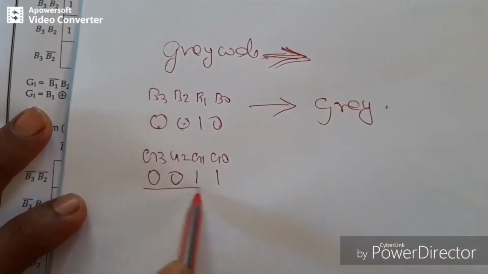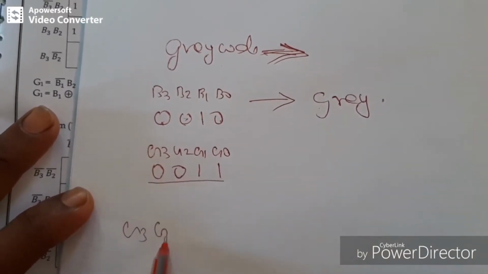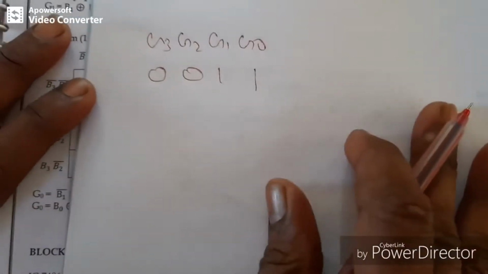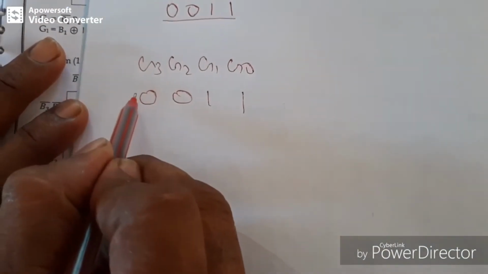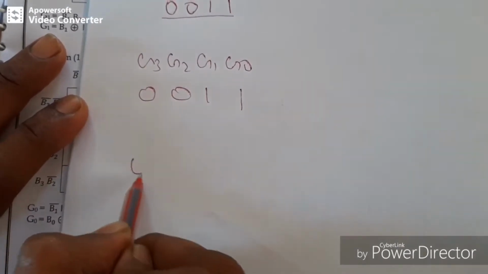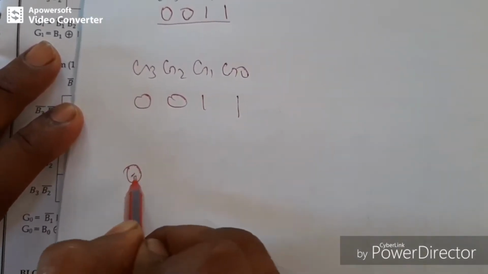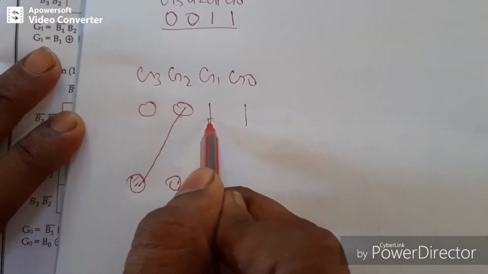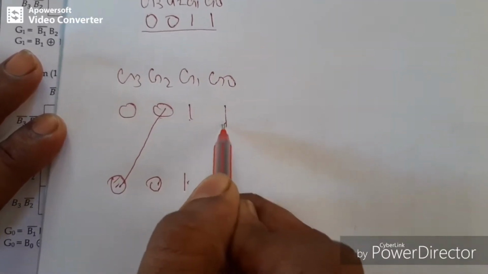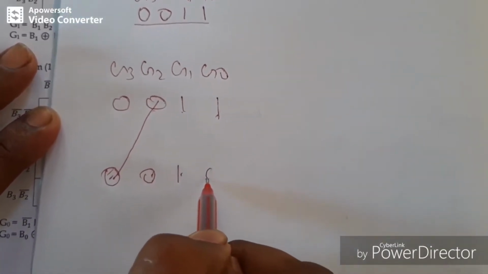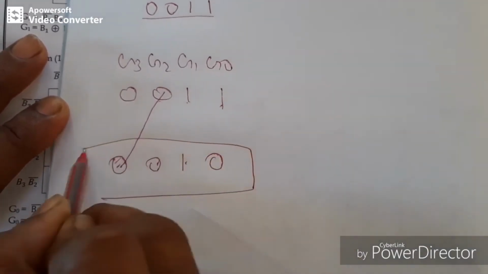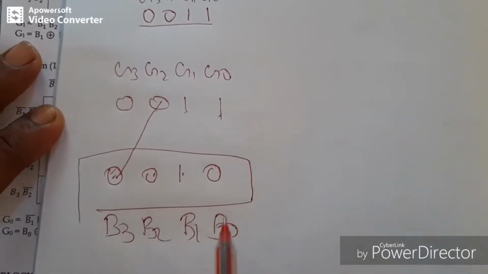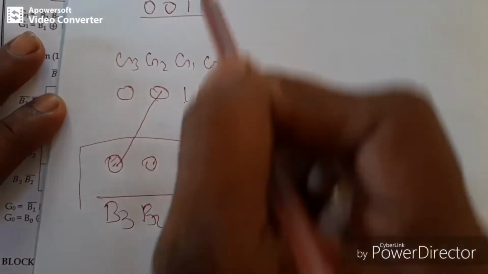We will take the same code in gray, G3, G2, G1, G0, 0, 0, 1, 1, and convert it to binary. Write the MSB, in this case G3, as it is. Then add it to the next bit: 0 plus 0 is 0, 0 plus 1 is 1, 1 plus 1 is 0, ignoring the carry. So now this is our binary, B3, B2, B1 and B0. In this way we can convert gray to binary and binary to gray.